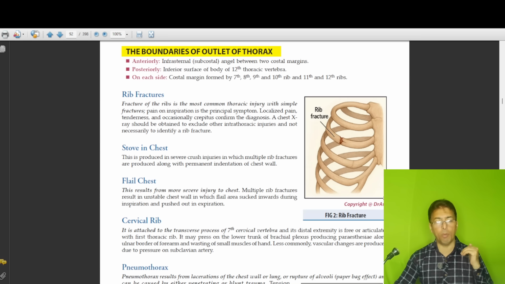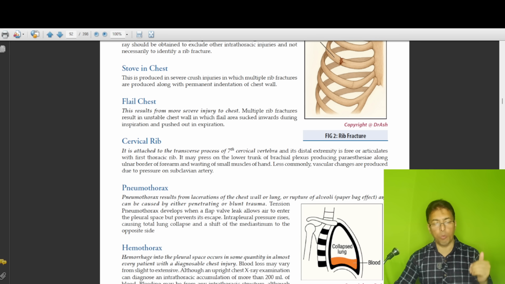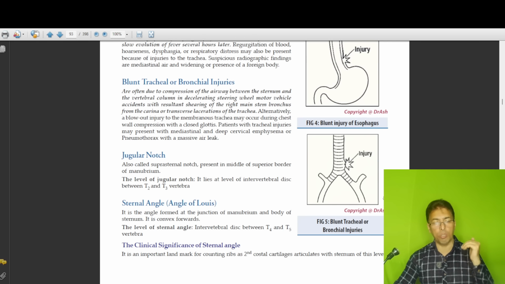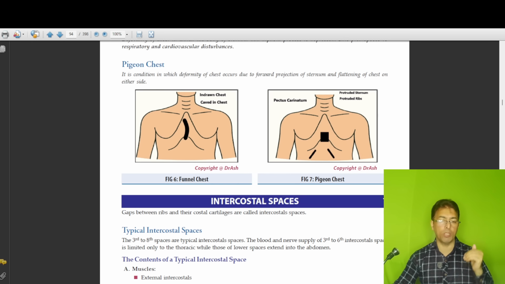So we have taken up all the things which are in the thorax: rib fracture, stove-in chest, flail chest, cervical rib, pneumothorax, hemothorax, cardiac tamponade, rupture of thoracic aorta, blunt injuries of the esophagus, bronchial injury, jugular notch, importance of sternal angle, funnel chest, pigeon chest.